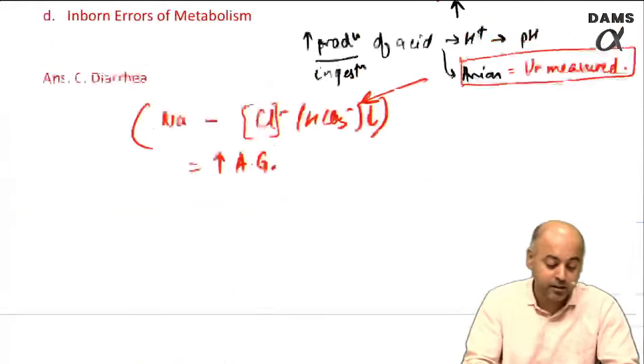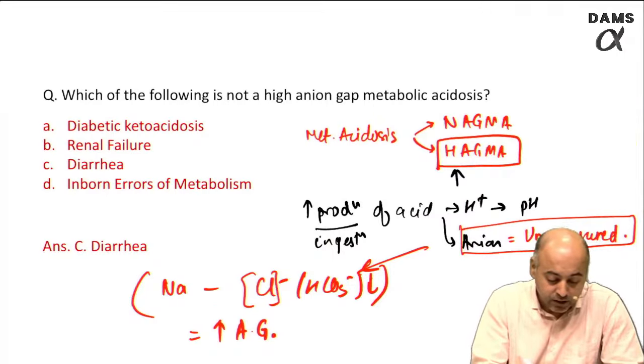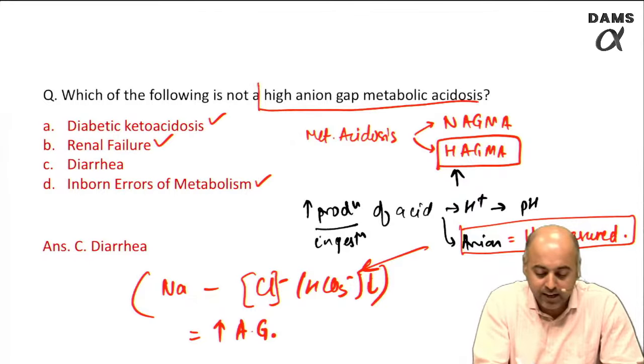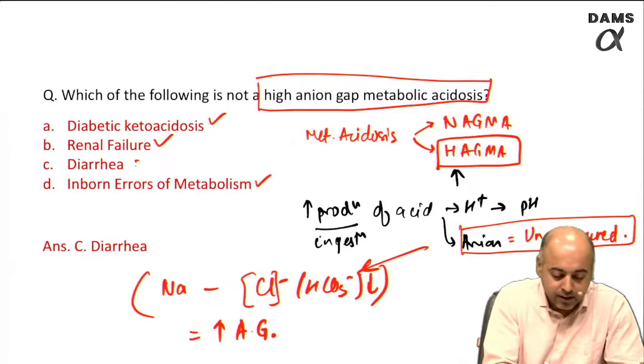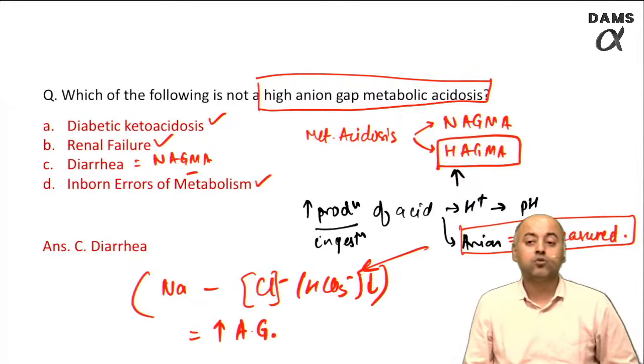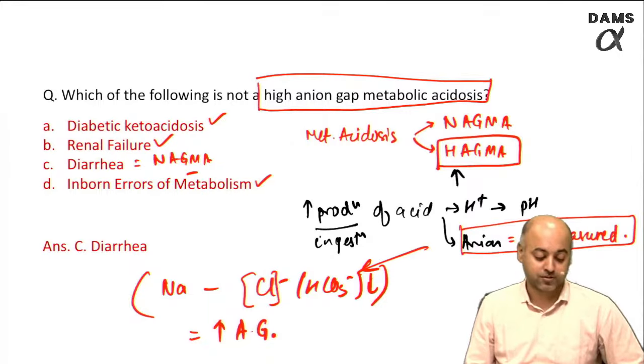Acidosis part is the important component that you have to remember here. So like we said, the inborn error of metabolism, diabetic ketoacidosis, renal failure, all of them will cause the high anion gap metabolic acidosis. Diarrhea is going to cause the normal anion gap metabolic acidosis.